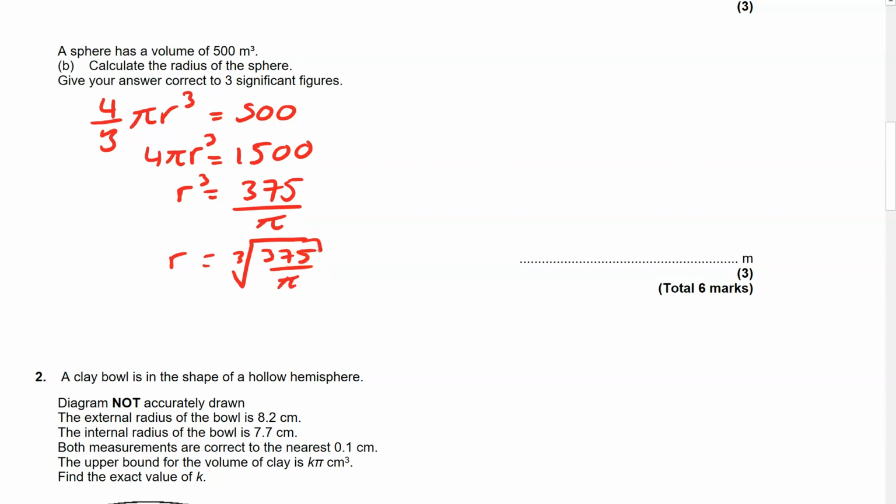Calculator. Okay, we get, what does it want it to? Oh, it wants it to 3 significant figures. That's not so bad. It's 4.9 meters, or 4.90 technically. 4.9.